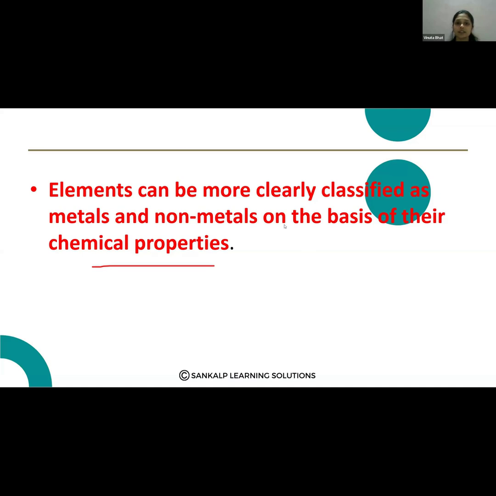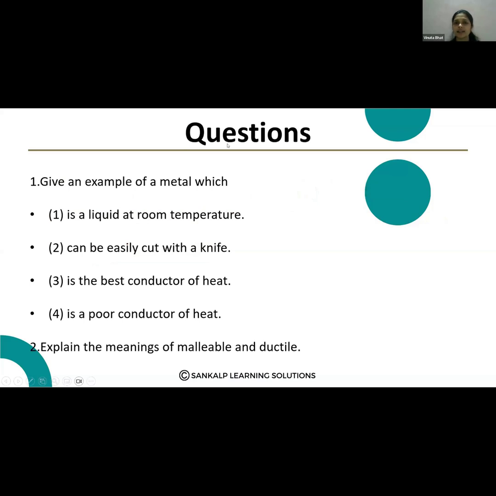Before starting the chemical properties, some questions are there. Let us solve these questions. Give an example of a metal which is liquid at room temperature. Can you comment your answer? The metal which is liquid at room temperature.